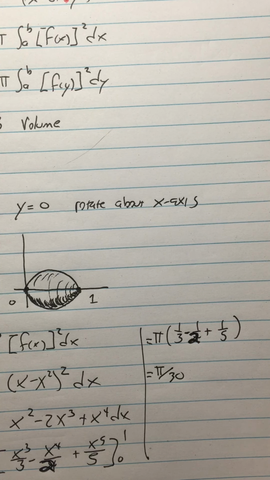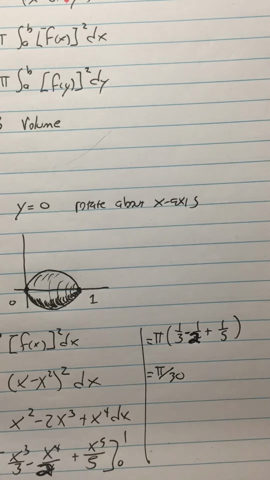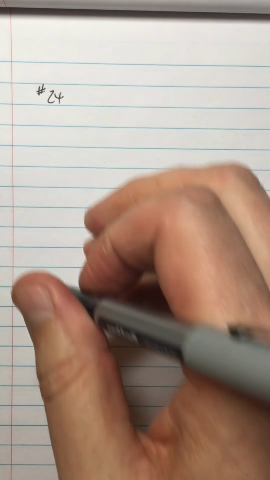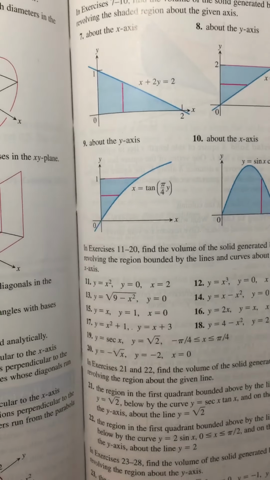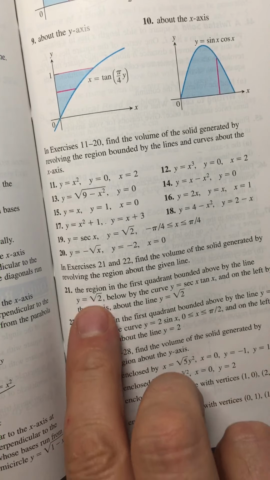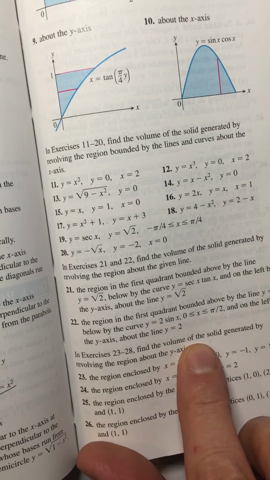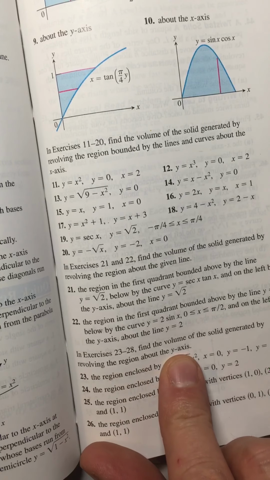All right, let's see. Let's go ahead and look at number 24. So number 24 on that same page, one of the things that's different is it asks you to revolve about the y-axis. It says in exercises 23 to 28, find the volume of the solid generated by revolving the region about the y-axis.